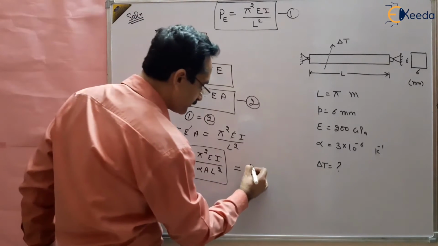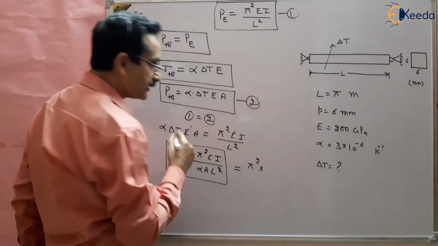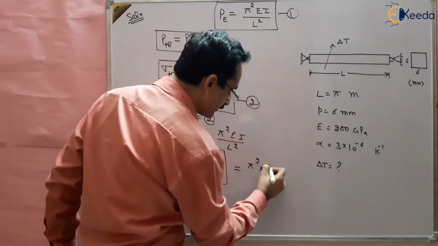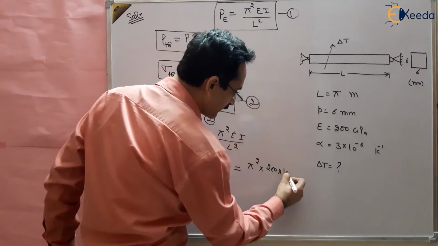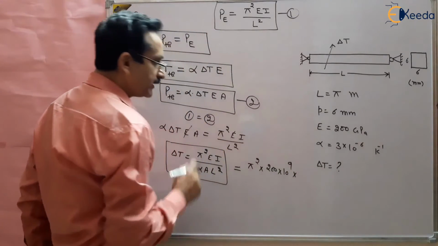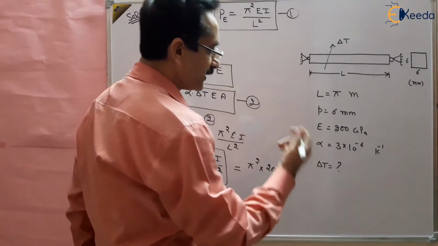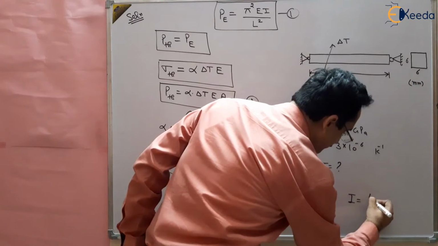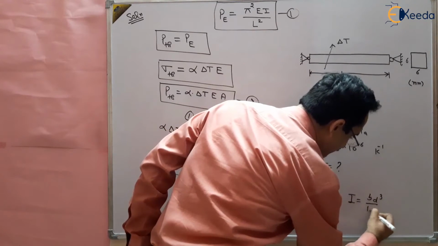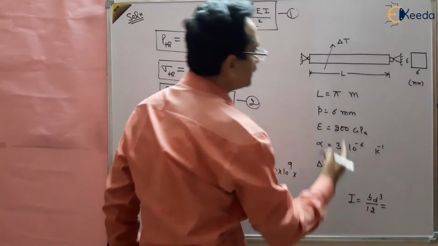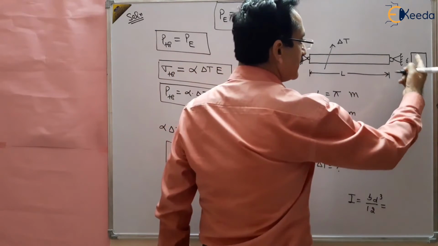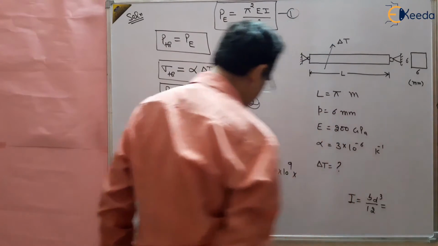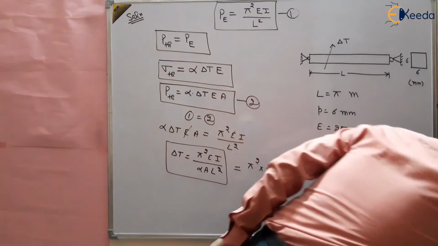Pi square, E is the modulus of this, that is 200 gigapascal, which can be converted to Pascal. I is the moment of inertia, and what is I? That is moment of inertia, that is B D cube by 12. So what is B? That is 6. D is 6, cube by 12, right? So we can directly apply the formula.